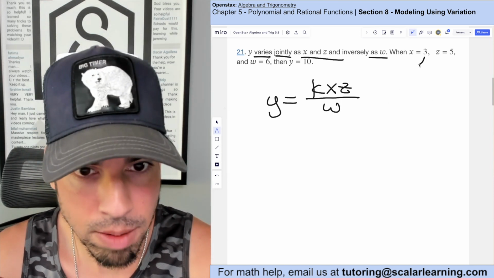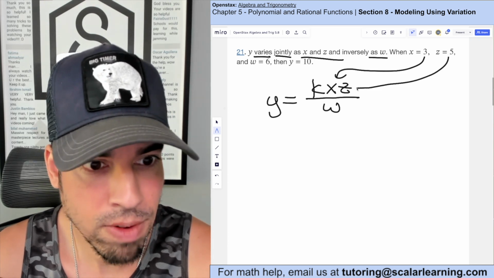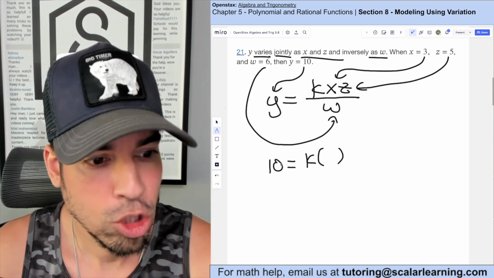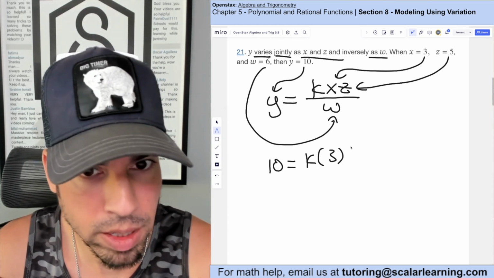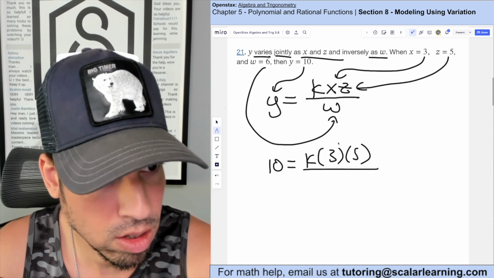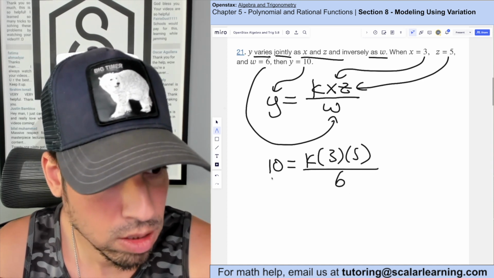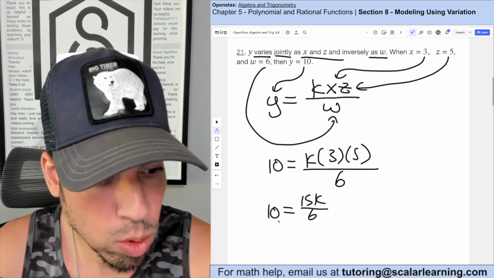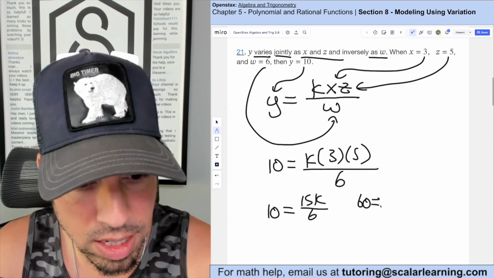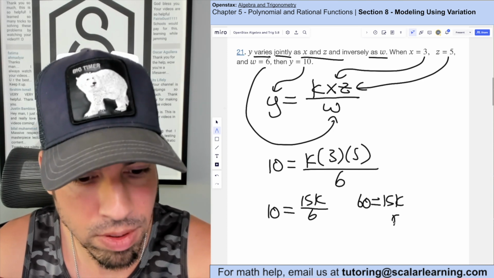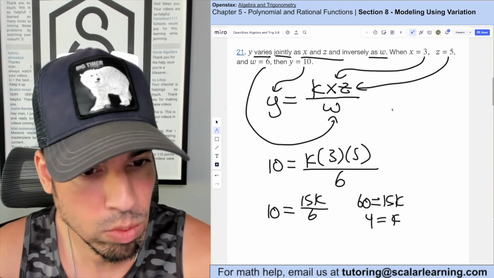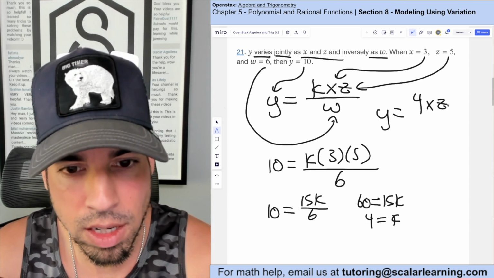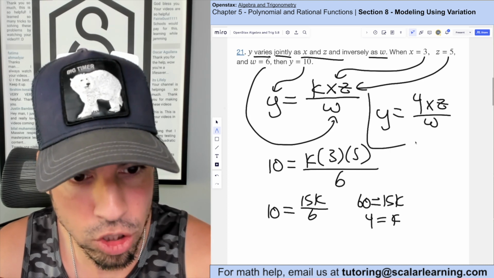Now we can solve for k by plugging in 3 here, 5 here, 6 here, and 10 here. So we got 10 equals k times 3 times 5. That's the x and the z over w, which is 6. So then we have 10 equals 15k over 6. Then I'm going to multiply both sides by 6. I get 60 equals 15k. Divide by 15, k equals 4. So now we're going to rewrite this as y equals 4, and then x, z over w. There's the equation. Boom, done.